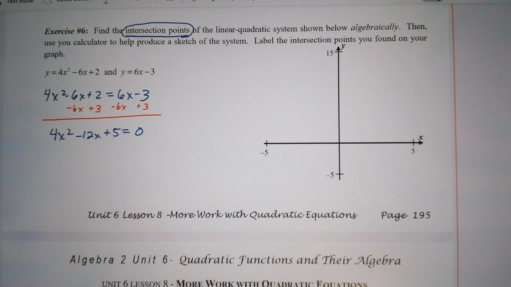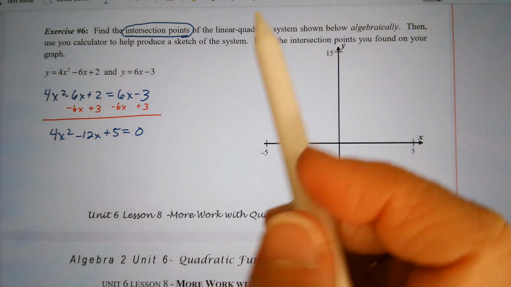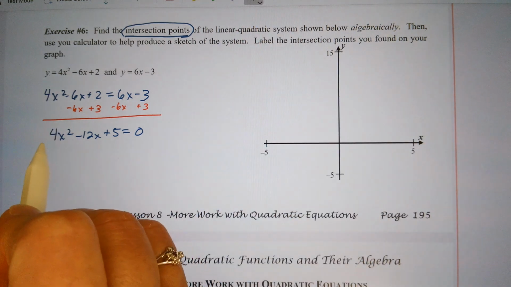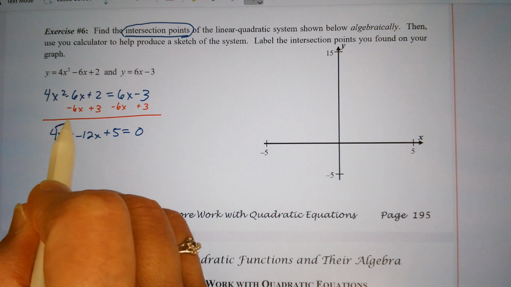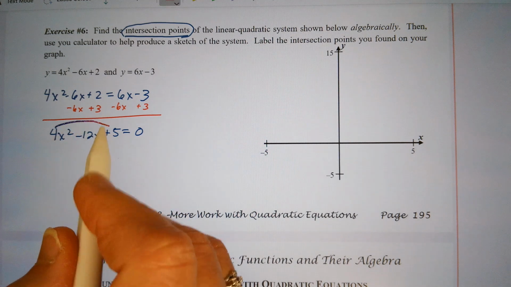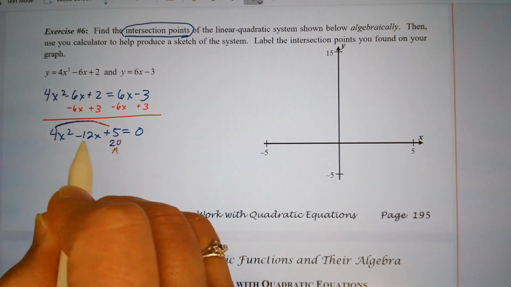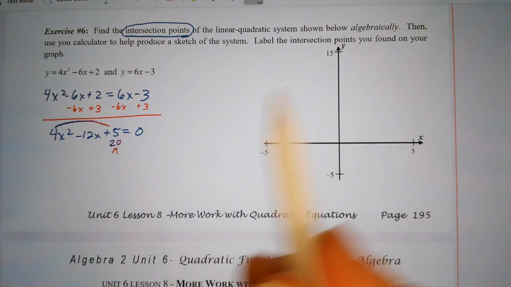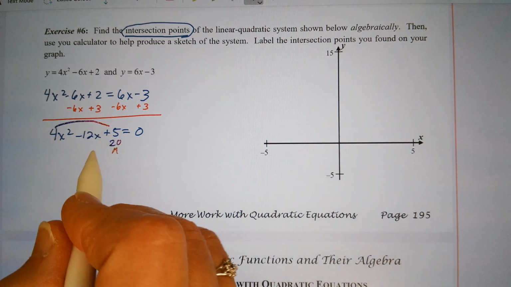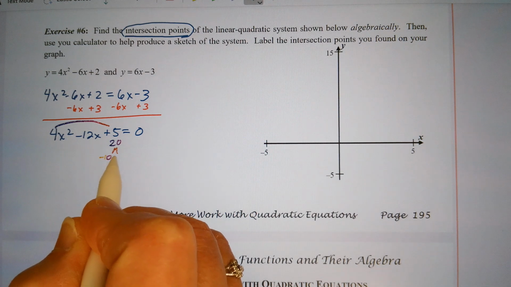Again, my preference is if it's factorable, I would choose to factor instead of using the quadratic formula. So the leading coefficient is greater than 1. We'll take the rainbow. 4 times 5 is 20. Are there factors of 20 that add to negative 12? Yeah, negative 10 and negative 2.